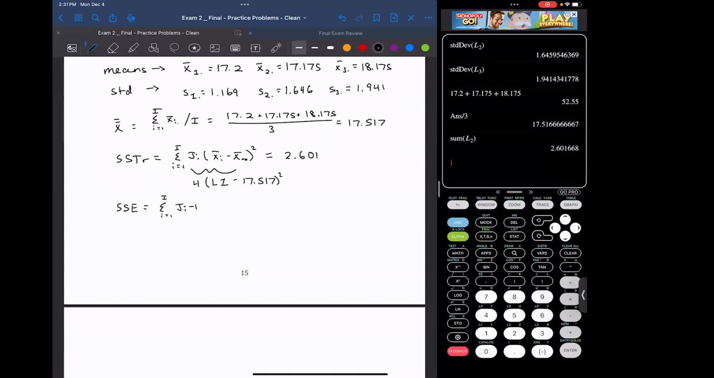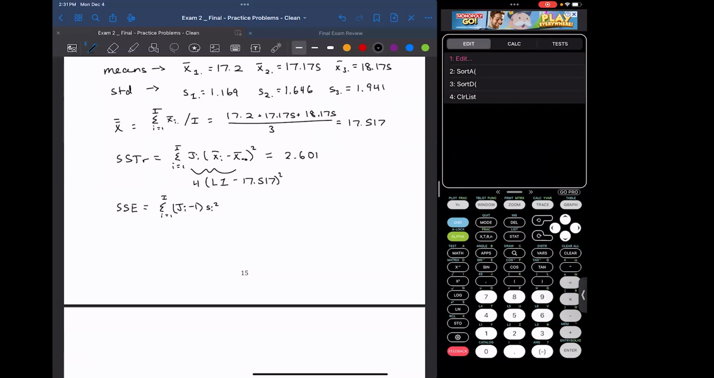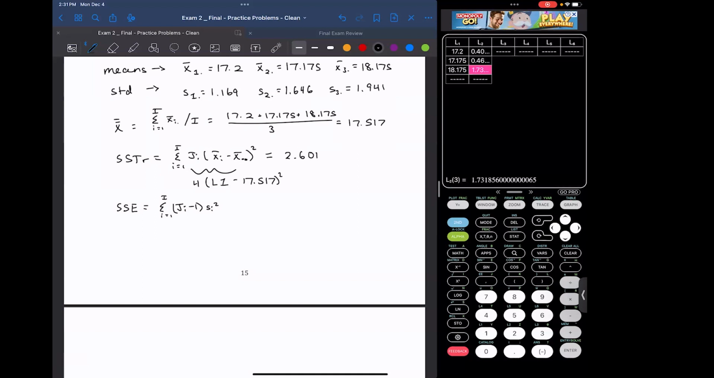So this is JI minus 1 times SI squared. So we'll need to put our standard deviations into the list here. So we'll put that into list 3. Okay, and then in list 4, we'll put in our equation. So JI minus 1. So this is going to be 4 minus 1 times our SI. Our SIs are held in list 3. So we'll parenthesis 4.